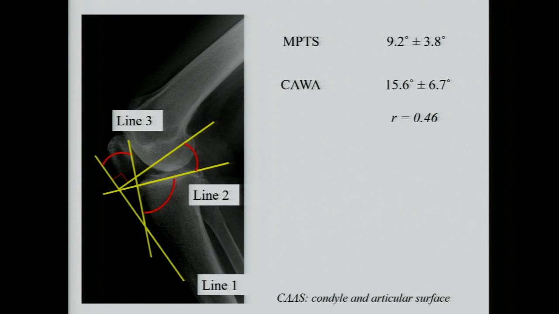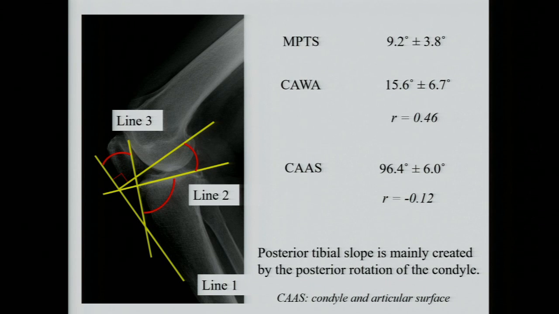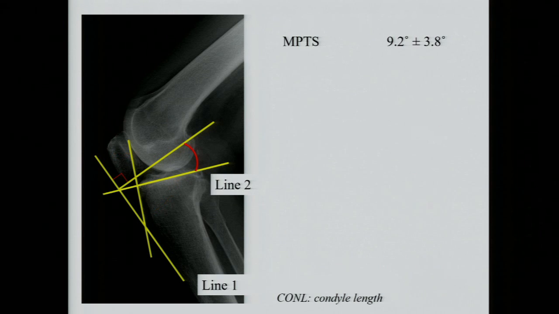Also, I measured the third angle. This angle is the CAAS. This angle is between line 2 and line 3. You can see the CAAS does not have a correlation with the MPTS. So this result shows that the posterior tibial slope is mainly created by the posterior rotation of the condyle.